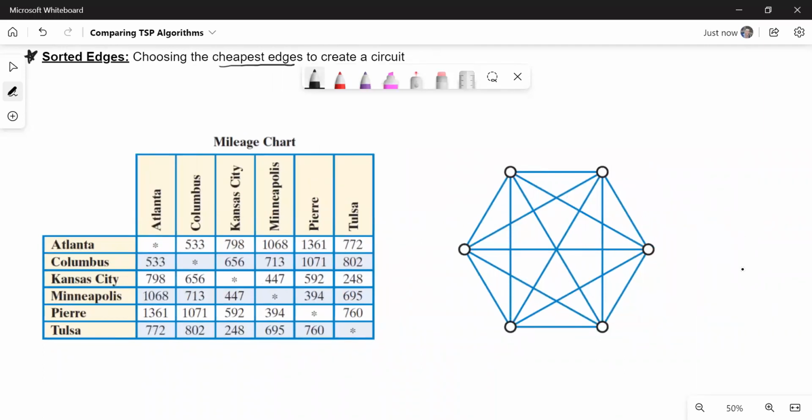So what I would do is start with a graph and then realize that these cities can be labels on the graph. It doesn't have to be geographically correct, just so that they're Atlanta, Columbus, Kansas City. I'm going to label this Minneapolis, Pierre over here, and then lastly, Tulsa. And you'll see why the graph is handy in just a second.